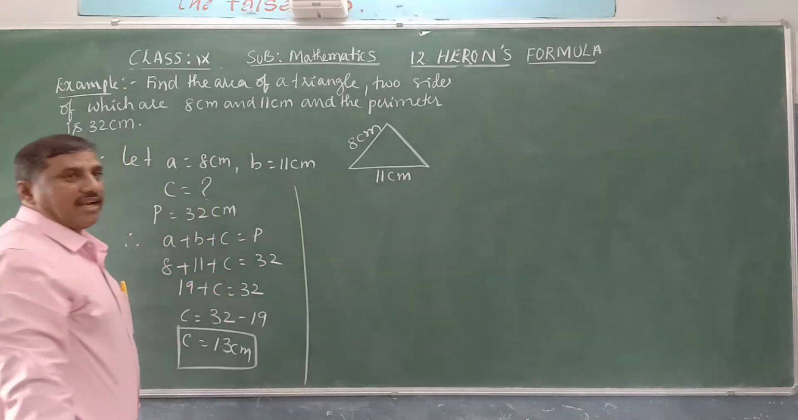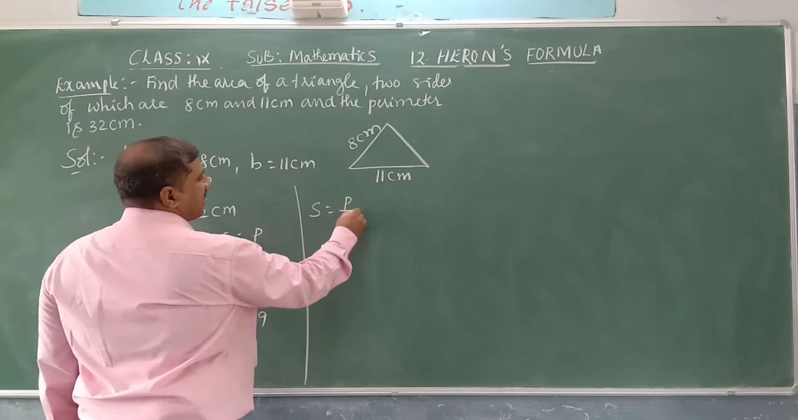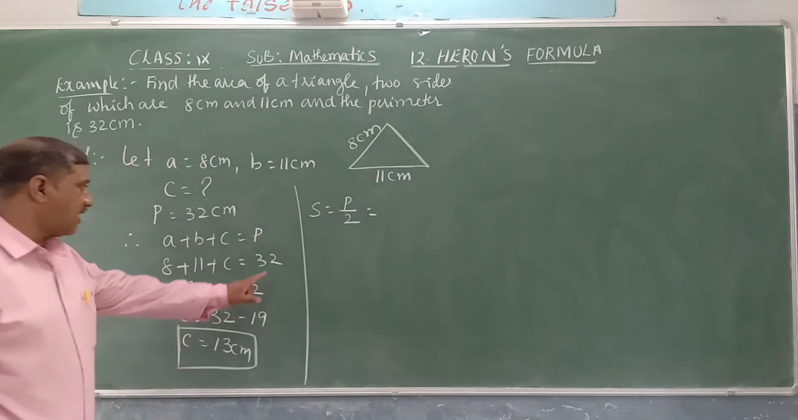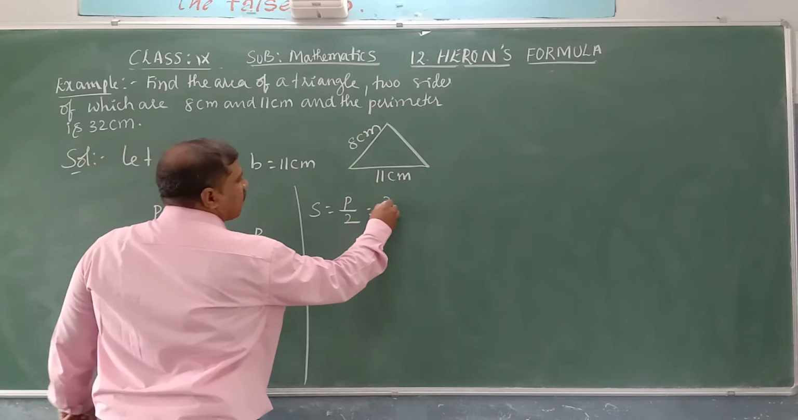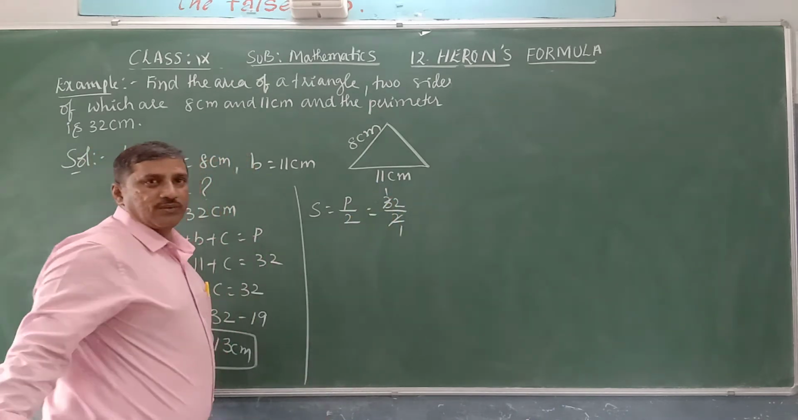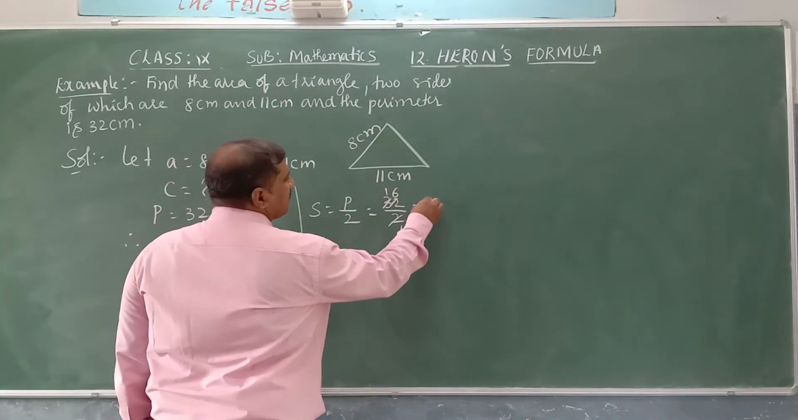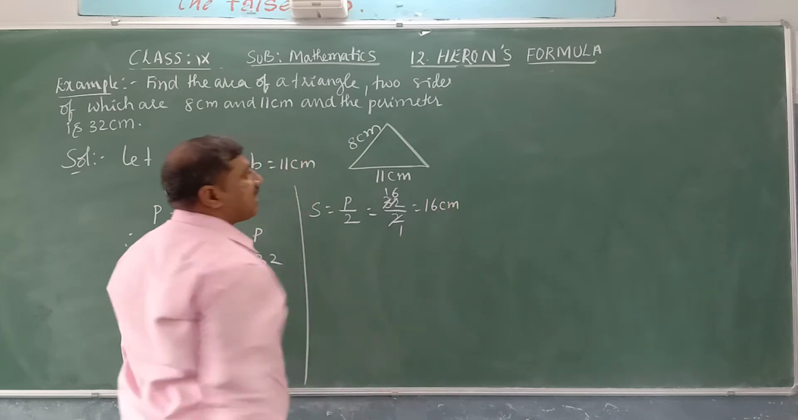Then what we have to find? Yes, S is equal to what? Half of the perimeter. Perimeter is given, 32 centimeters. Therefore, it is 32 by 2. 2 ones are 2. 3 minus 2, 1, and bring down the 2, making 12. 2 sixes are 12. That is 16 centimeters.